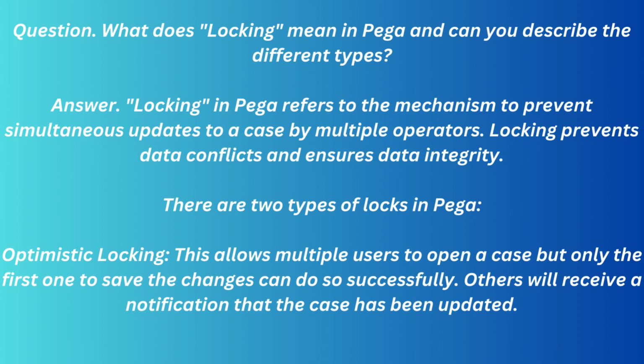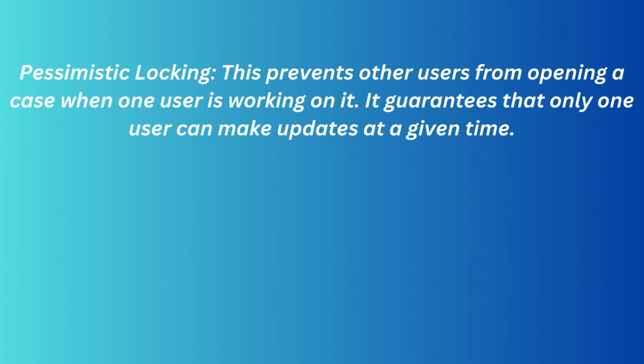Optimistic locking. This allows multiple users to open a case, but only the first one to save the changes can do so successfully. Others will receive a notification that the case has been updated. Pessimistic locking. This prevents other users from opening a case when one user is working on it. It guarantees that only one user can make updates at a given time.